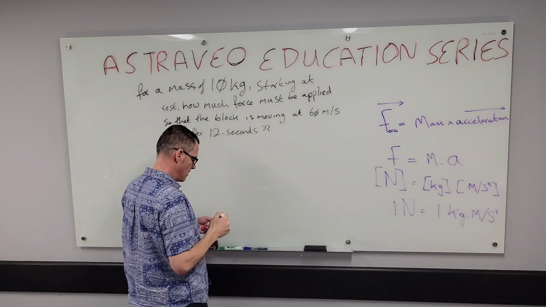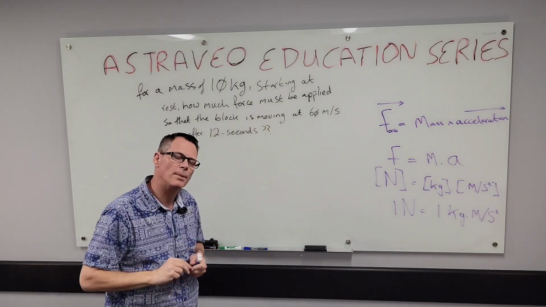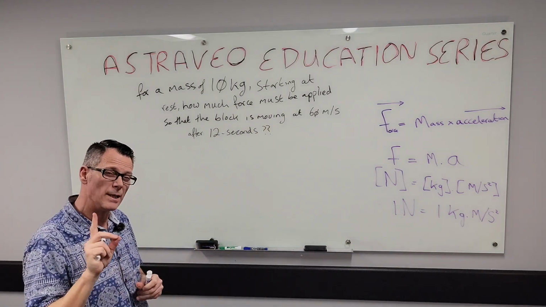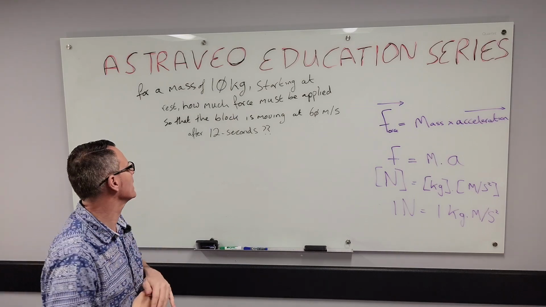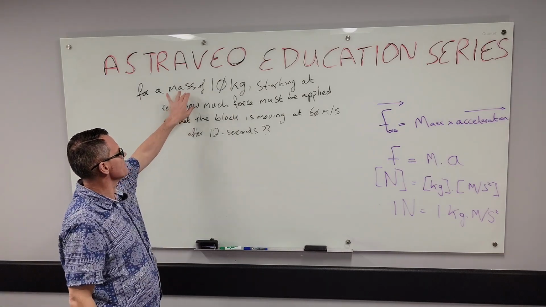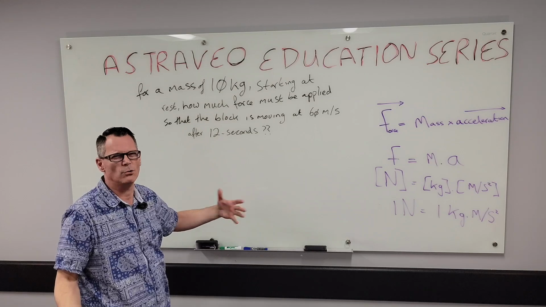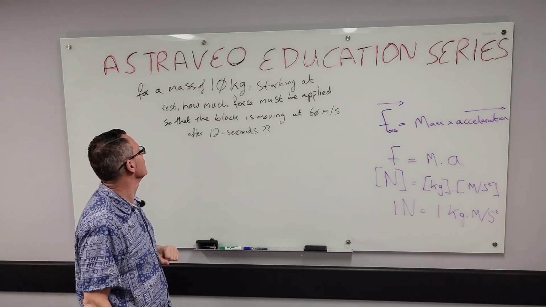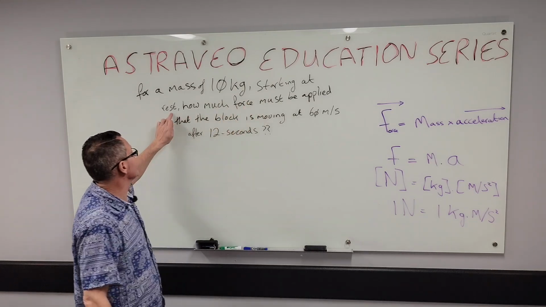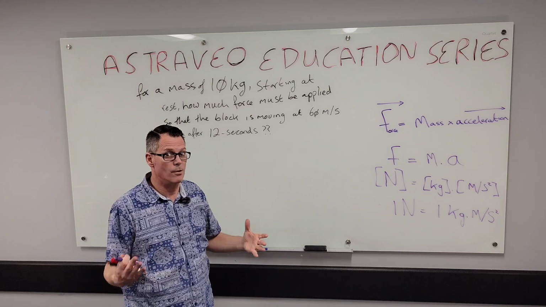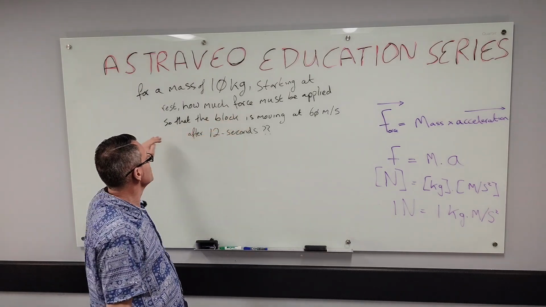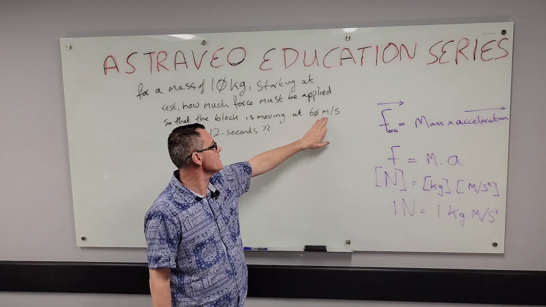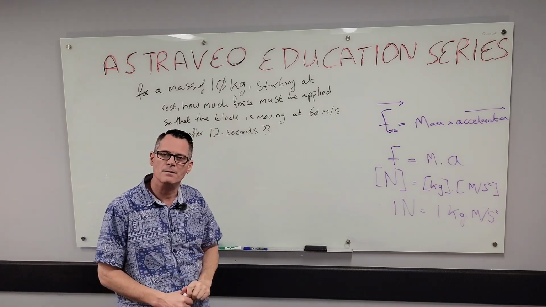Okay, now this is a little bit more of a complicated question. I'll explain it now, but on paper it looks complicated. So we have a mass of 10 kilograms, a block or a stone or whatever it is. It's starting at rest, so its initial velocity is 0. How much force do we have to apply to that block so that it ends up moving at 60 meters per second after 12 seconds?